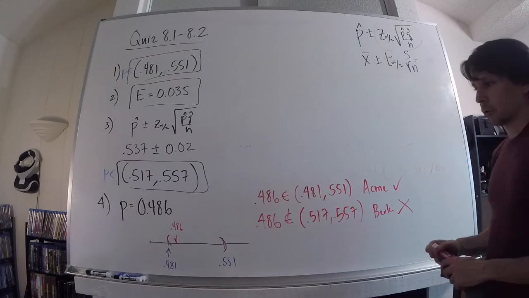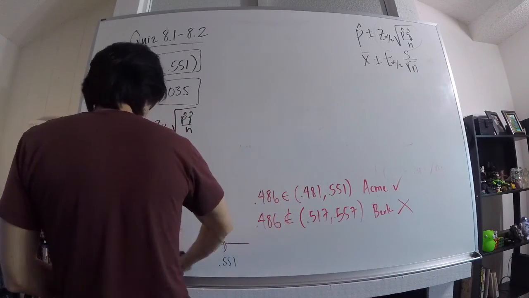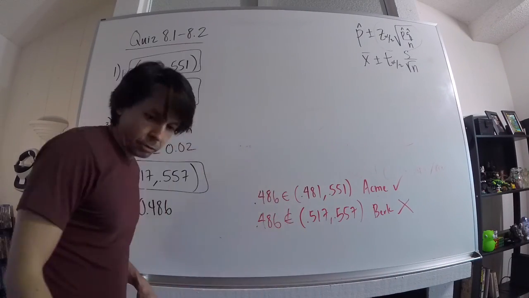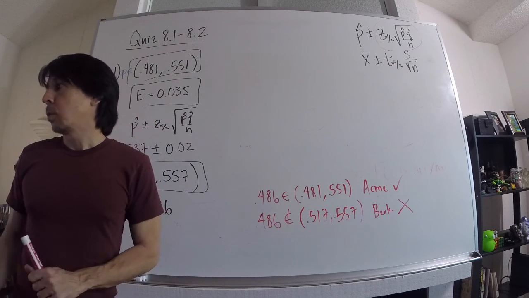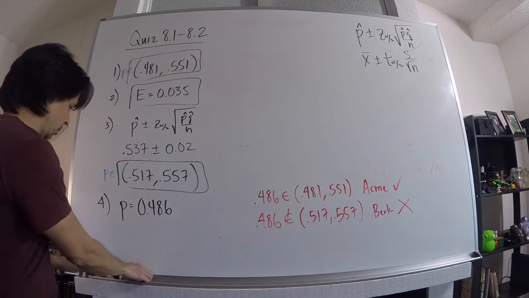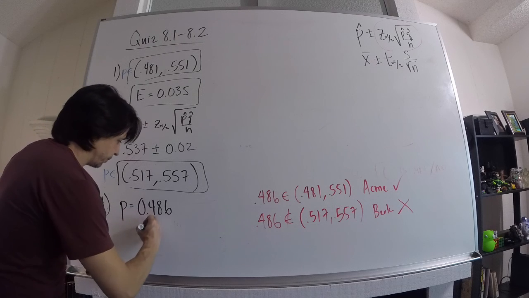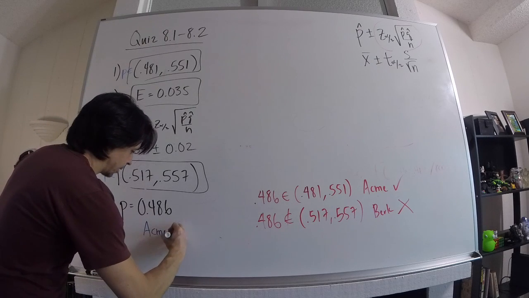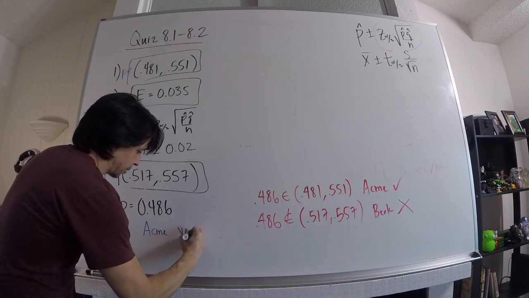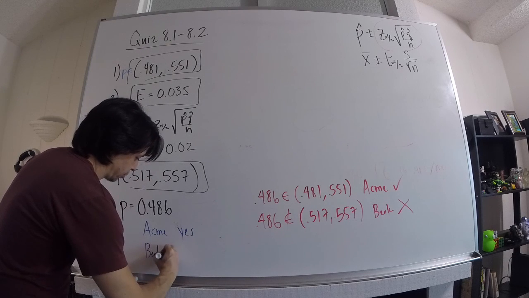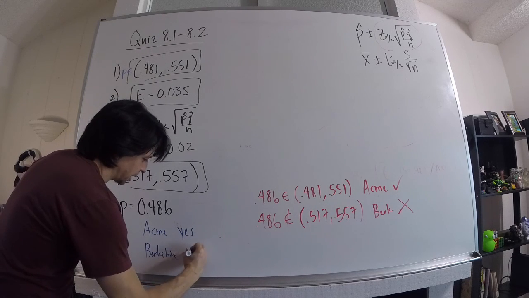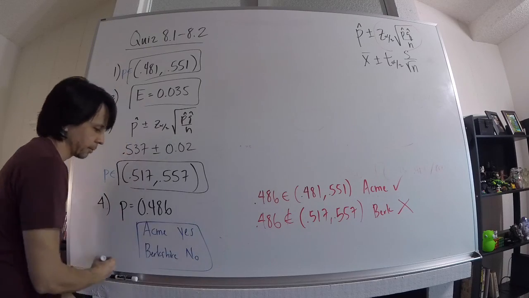Okay, anyway, your answer here, I don't care how you answer it. You can give that, but the summary is, how is it worded? Which one contained the true percentage? Acme did. Berkshire, no. Something like that. Just indicate that you know which one contained it.